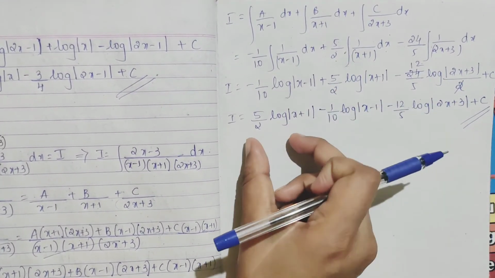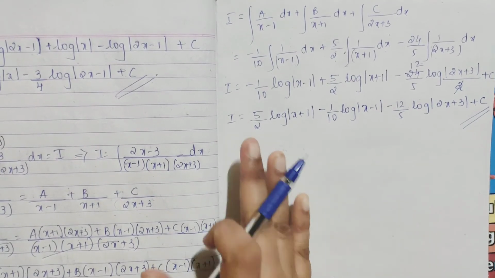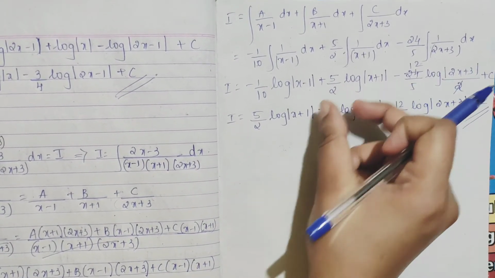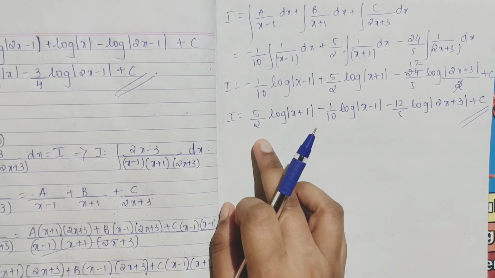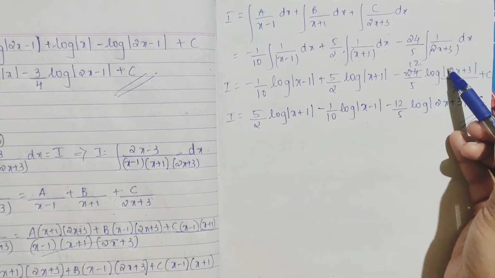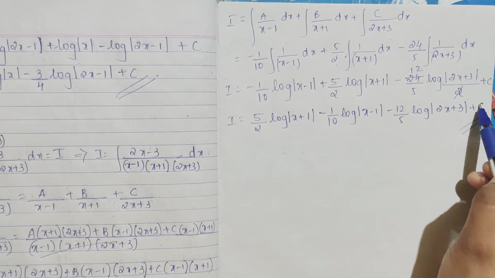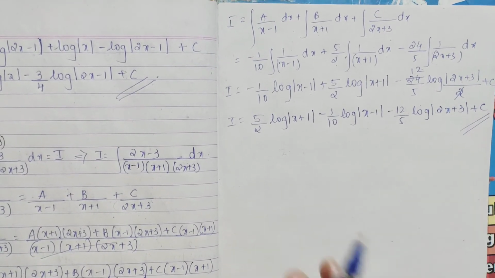See, it is better you start with the positive sign only. So 5 by 2 log mod x plus 1, I have written first, just rearranged it. Minus 1 by 10 log mod x minus 1 minus 12 by 5 log mod 2x plus 3 plus C. Don't forget to write your integration constant.